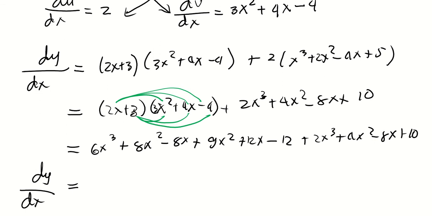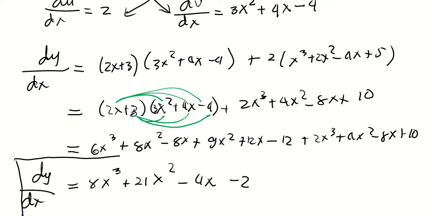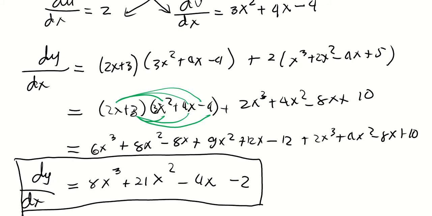will be equal to 8x cubed plus 21x squared minus 4x minus 2. So that's the derivative of that function. So that's the product rule. Now, how about the quotient rule, or the low d-high, high d-low?